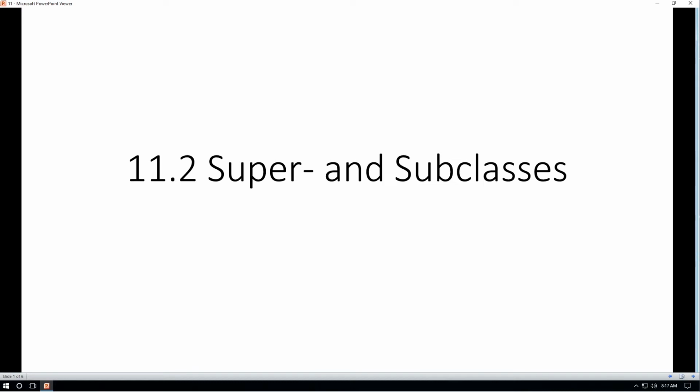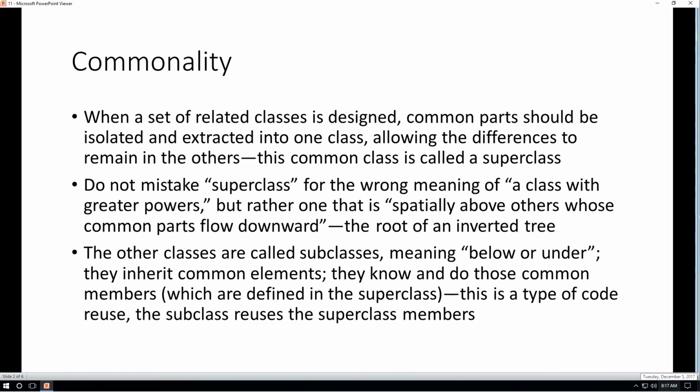In this section, we're going to discuss the idea of super and subclasses and their relationships. When a set of related classes is designed, the common parts amongst those classes should be put in the superclass. That's the idea of the superclass, is to be a common set of functions and data that all the related classes will have and use.